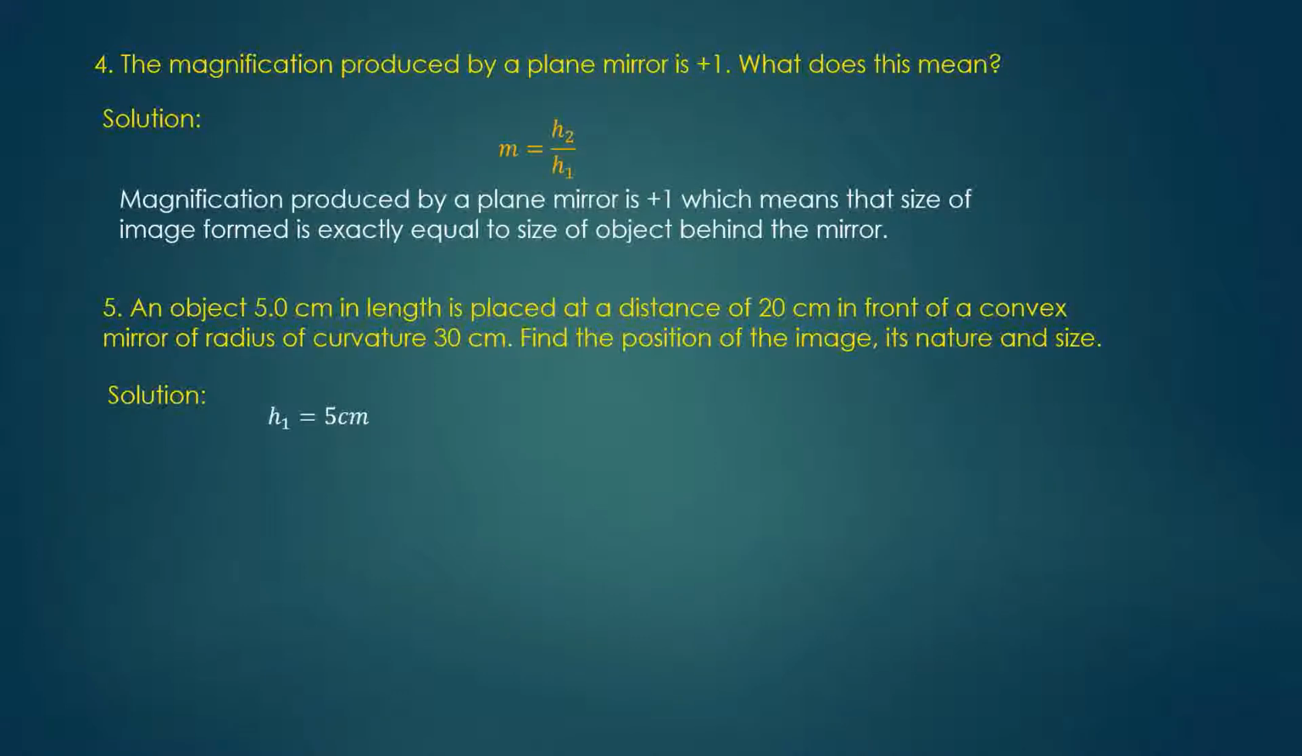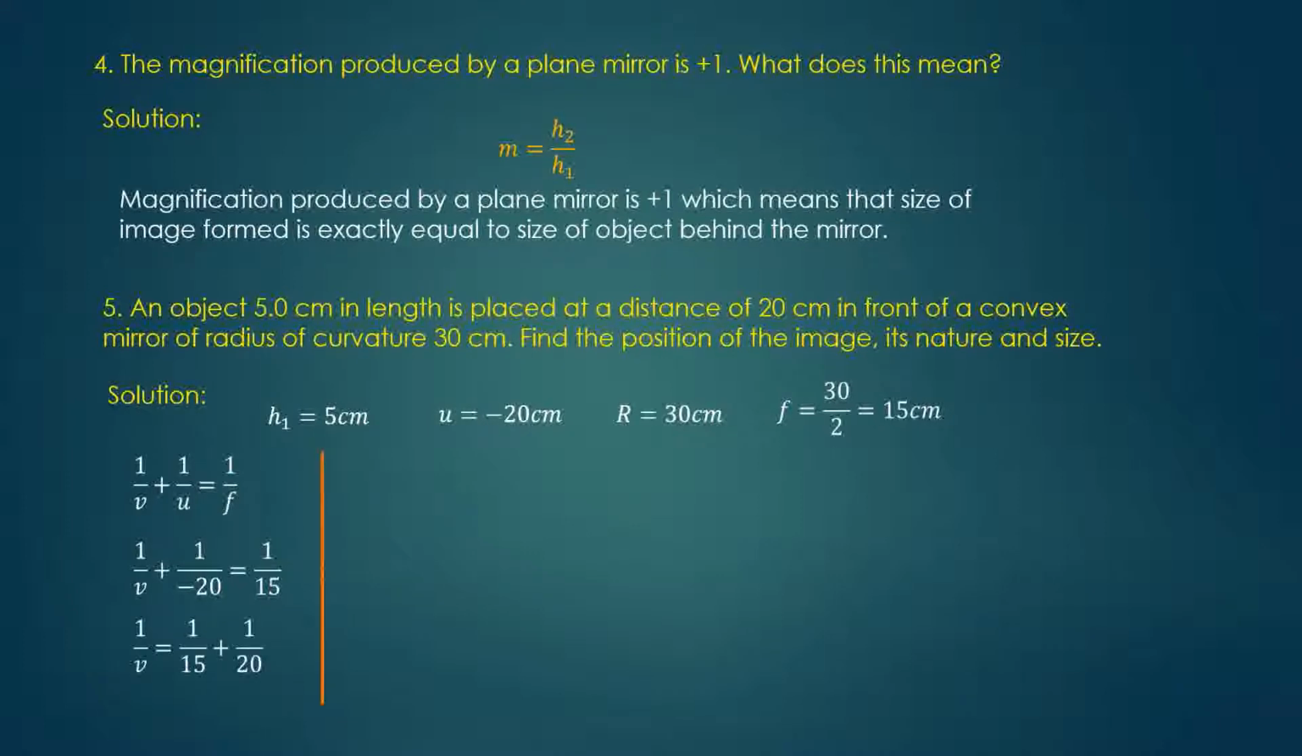So here mirror is convex mirror. Height of the object is 5 centimeter. Object distance is given to be 20 centimeter and it will be taken negative. Radius of curvature is 30 centimeter, so focal length is half of radius of curvature. So focal length is equal to 15 centimeter. So using mirror formula, when we put the value of u and f, the v will come out to be 60 upon 7.